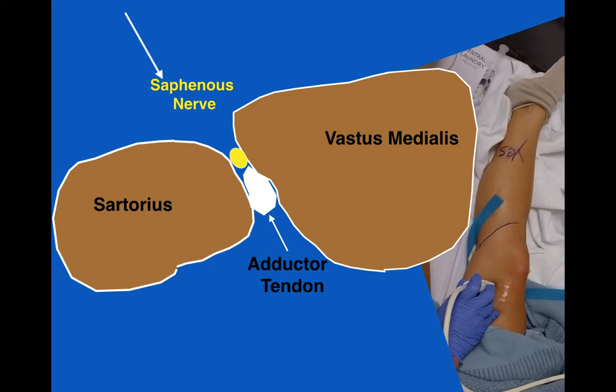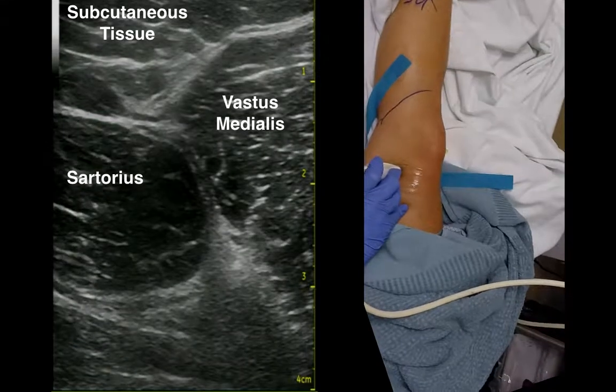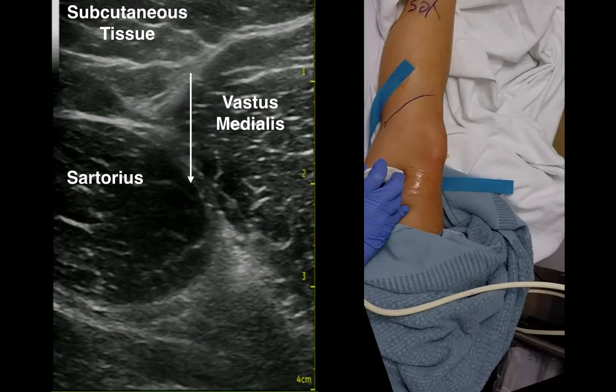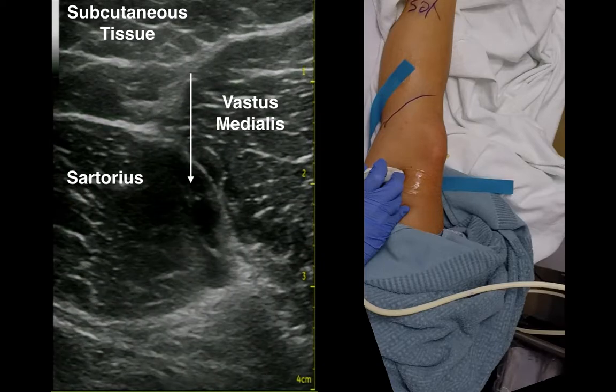When blocking the saphenous nerve at this level, it can be difficult to define whether the injection is occurring within the investing fascia of the sartorius muscle, within the investing fascia of the vastus medialis muscle, or actually in the tissue plane between these two muscles. For example, in this injection, the needle tip is positioned within the investing fascia of the sartorius muscle. This injection will be ineffective.